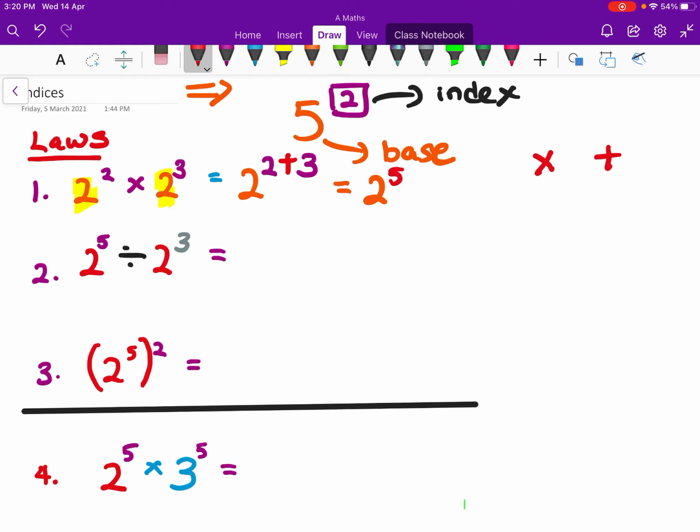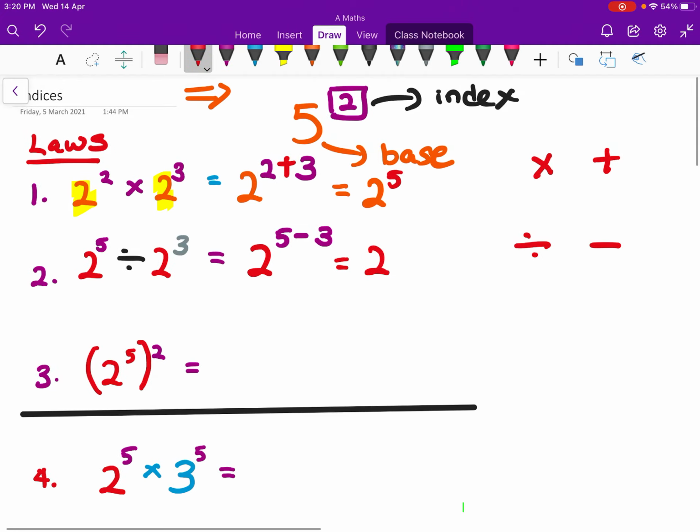The second law is 2 to the power of 5 divided by 2 to the power of 3. Whenever you see divide, you think of minus. Since they have the same base, I just write the 2 first, and I write the 5 and 3 on top, then put a minus sign. So 2 to the power of 5 minus 3 gives you 2 to the power of 2.